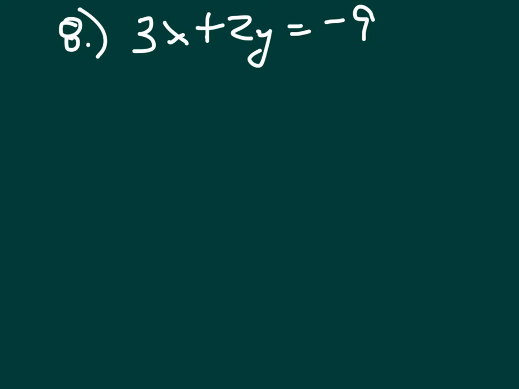So make sure I got 8 here. This is going to be 3x plus 2y. Sorry for the volume, by the way. I just changed out a battery, so I might sound even louder than I did in the previous slide. 3x plus 2y equals 9.